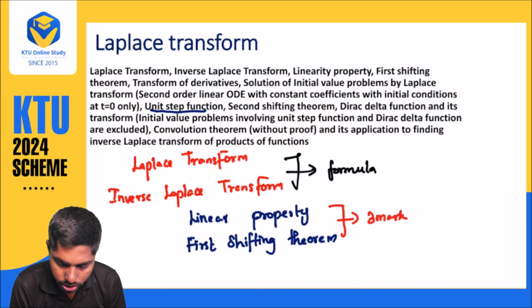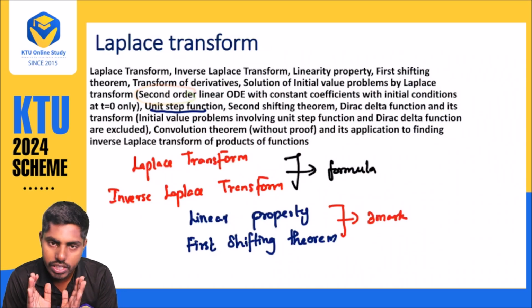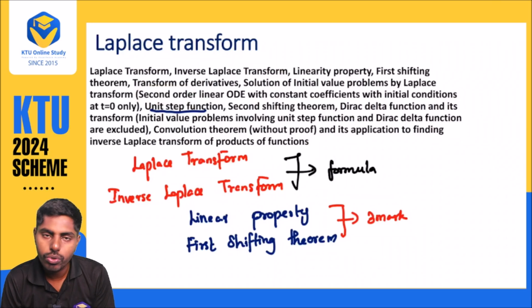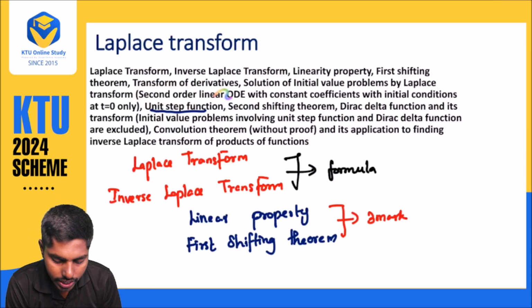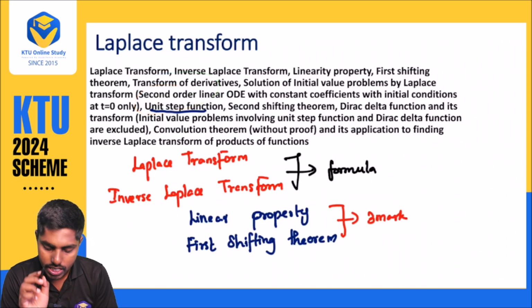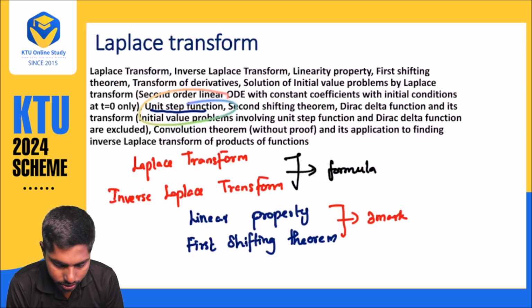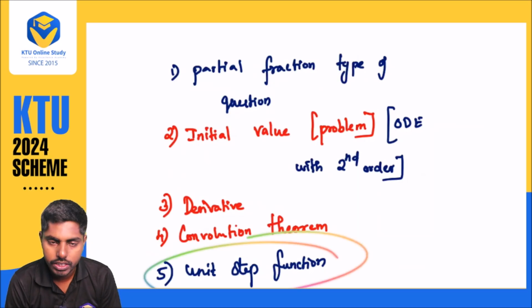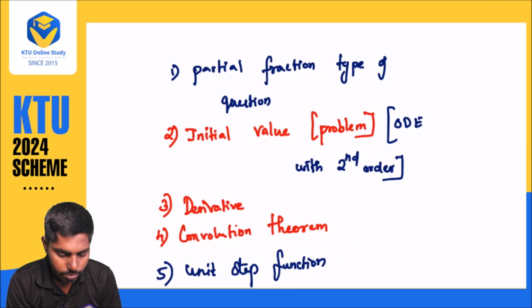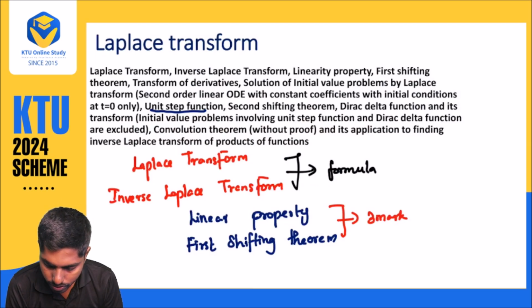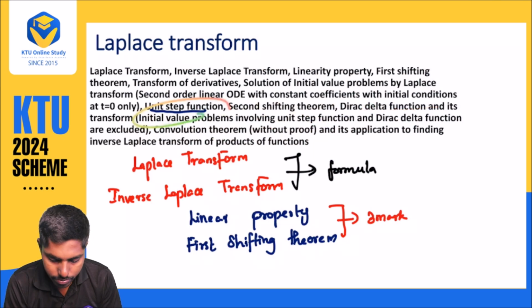They have mentioned the second order, so the question will be in second order. Don't worry about whether it will be third order or fourth order. It will definitely be second order, because the syllabus mentions second order only. Next, unit step function, which will come in the essay mark question. Next is the shifting theorem, the second shifting theorem, that we will be seeing. Then delta function and its transform, initial problem, the same thing only.